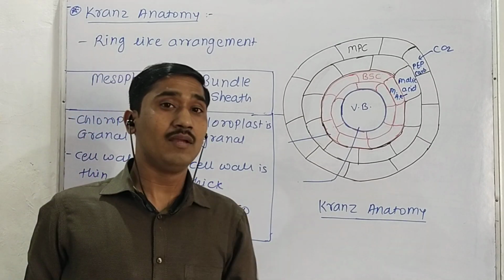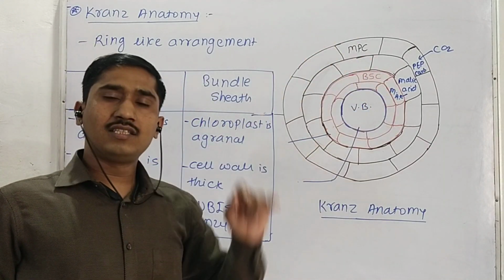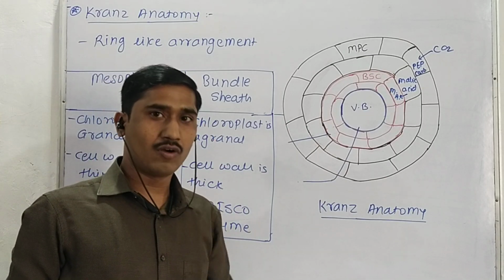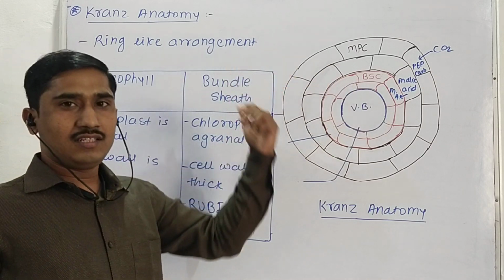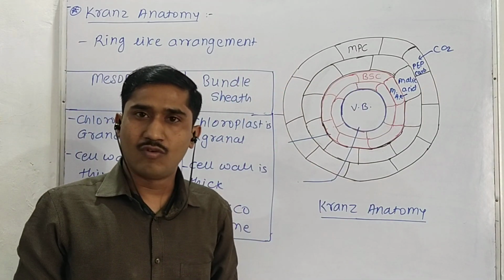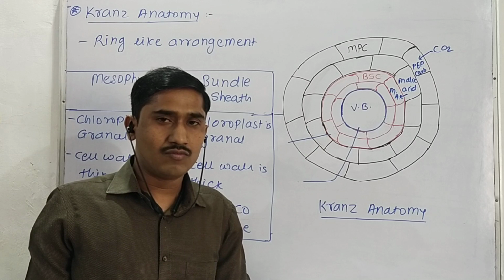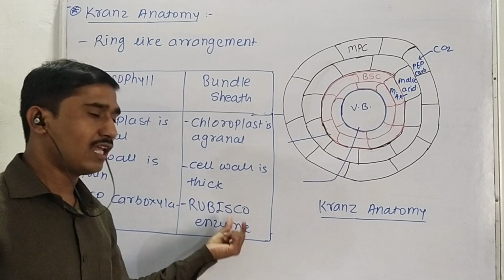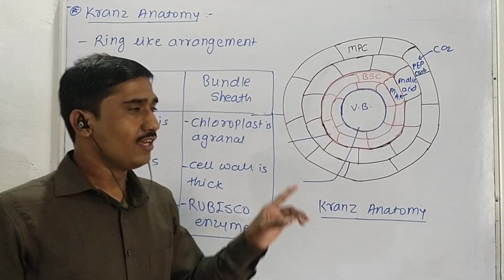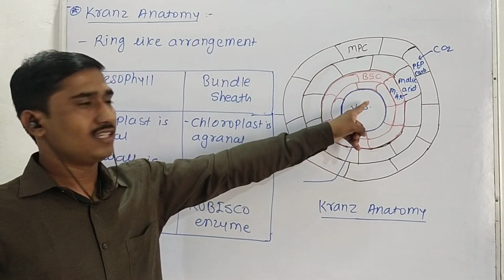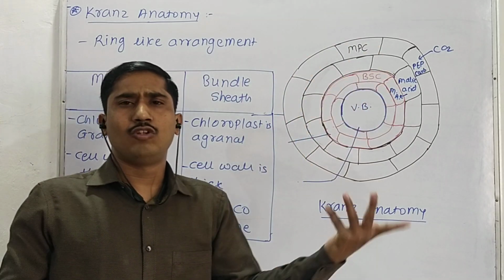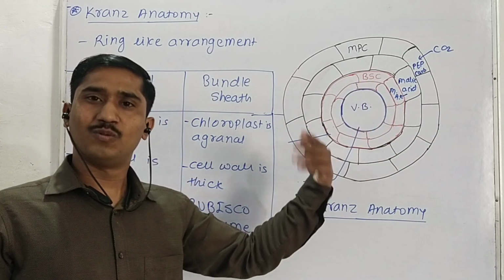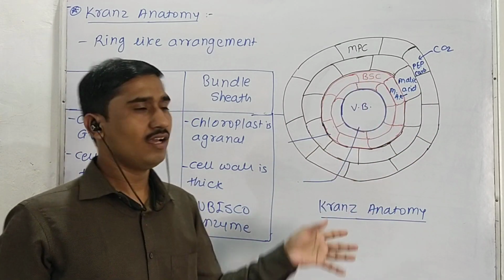Here, one point is very important. The bundle sheath cells are agranal. Why are these agranal? Because in the bundle sheath cell, there will be no photolysis of water. If there is no photolysis of water, there will be no oxygen. And if there is no oxygen, Rubisco cannot react with oxygen. Instead, PEP carboxylase, which does not have any affinity towards oxygen, can easily fix just the CO2.